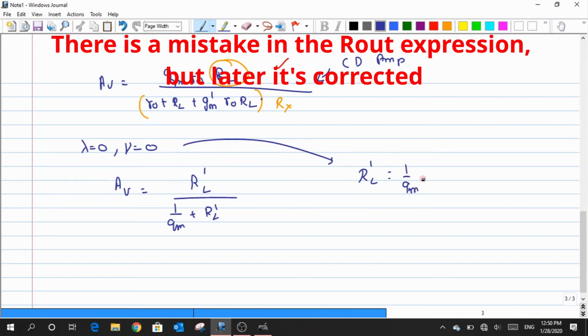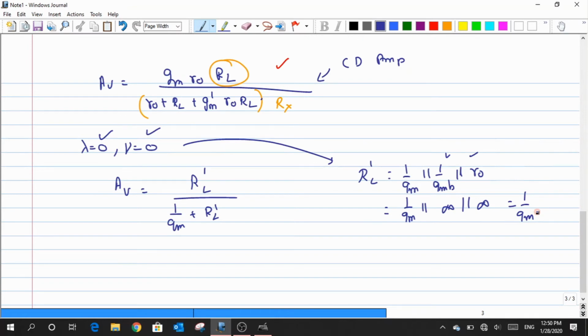There was 1 by Gm in parallel with 1 by GMB in parallel with R naught. So what happens to these components when I have these two values? This GMB will become 0. So 1 upon 0 is infinity. So I have infinity here in parallel with one more infinity, and that entire infinity goes in parallel with 1 by Gm. So what I would get out of this RL prime is effectively, am I right? I think I have to write RL, right? Sorry.